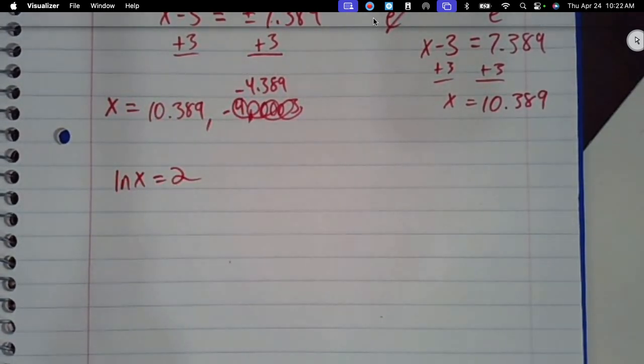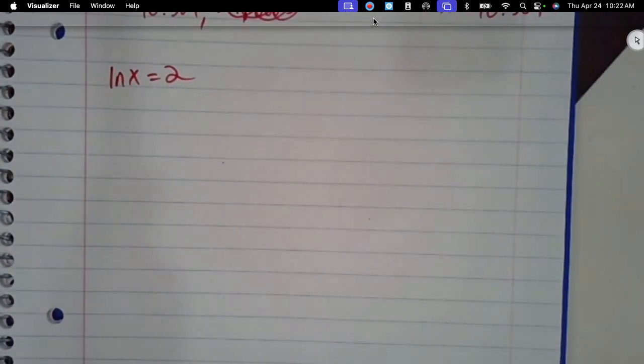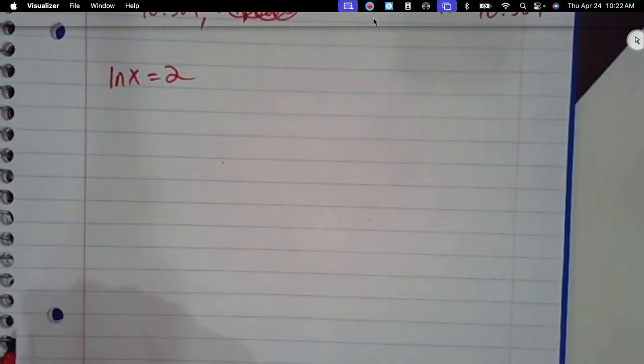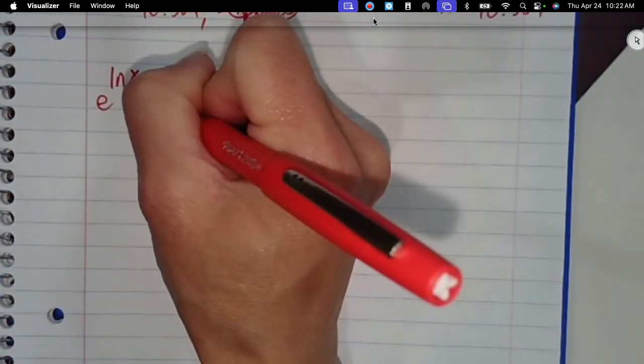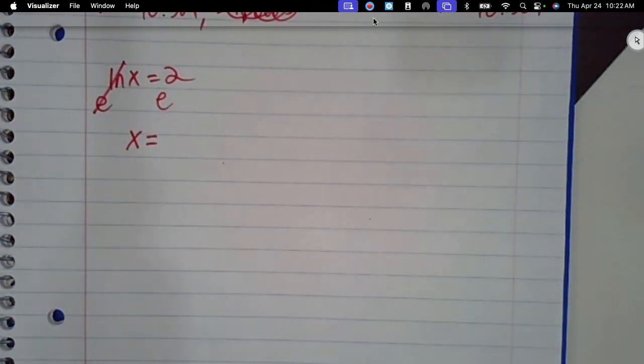The natural log of x equals 2. How do I find this one? Yeah, you can use your calculator, but how do you get rid of natural log? You got to do the 10. Nope, that's logarithm. That's log. How do you get rid of natural log? E. So natural log and E cancel out. Is that why it's above it? It's the opposite. Yep. It's E squared. Y'all are not even listening. E squared.